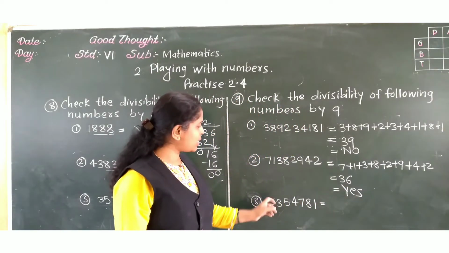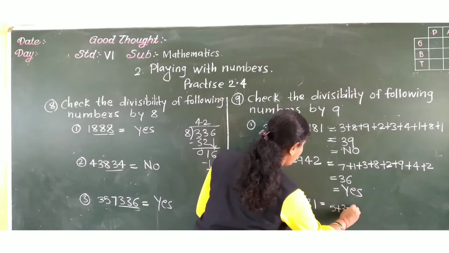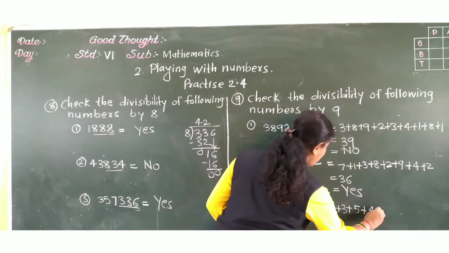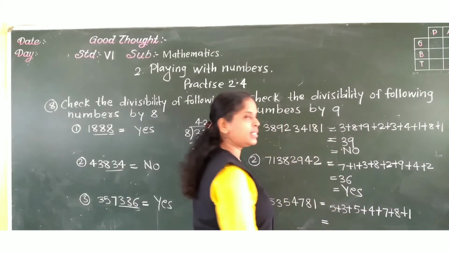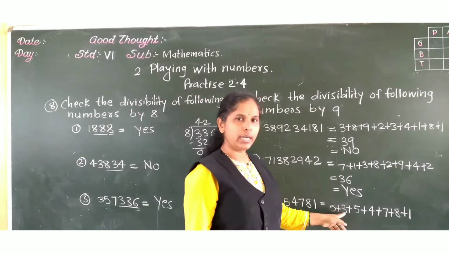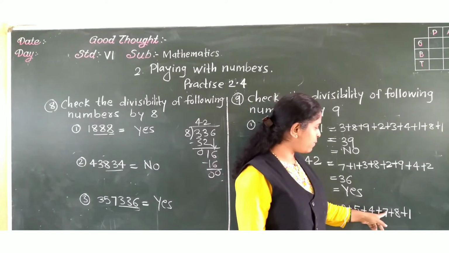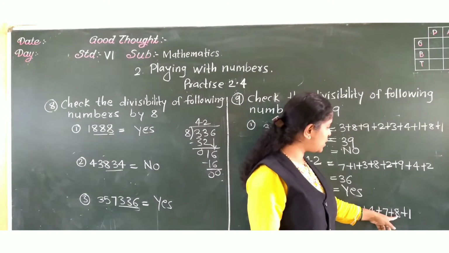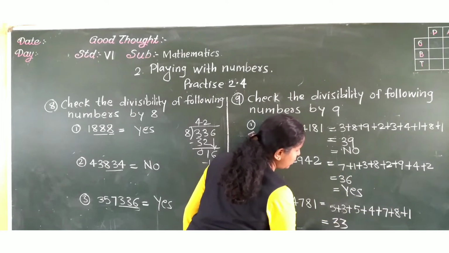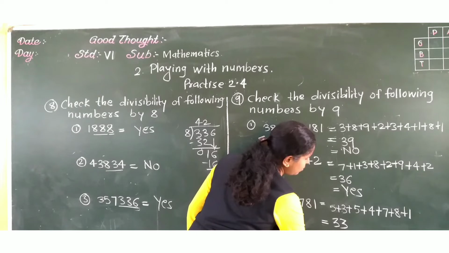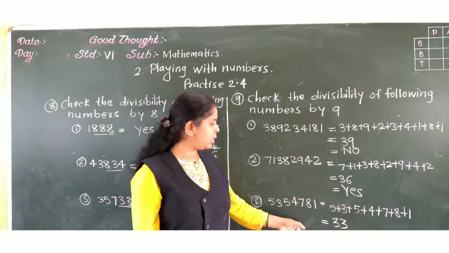Follow? Now last, see here, we have to add all these digits. 5 plus 3 plus 5 plus 4 plus 7 plus 8 plus 1. Let us add it. 5 plus 3, 8. 8 plus 5, 13. 13 plus 4, 17. 17 plus 7, 24. 24 plus 8, 32. Plus 1, 33. Now, can we divide 33 by 9? No. It's not divisible. So, the entire number is not divisible by 9.